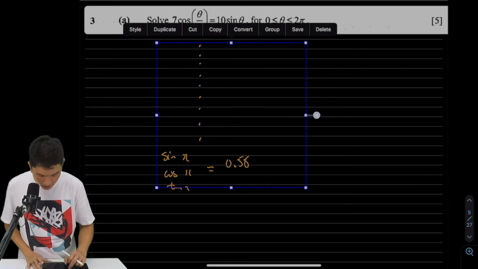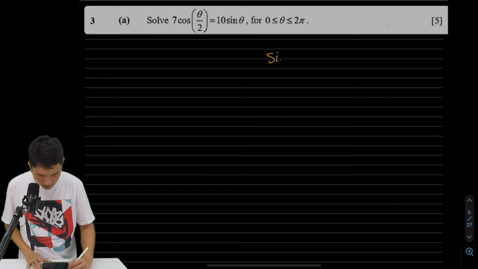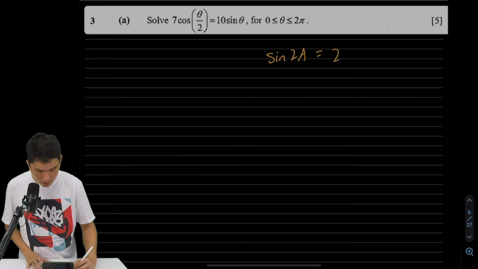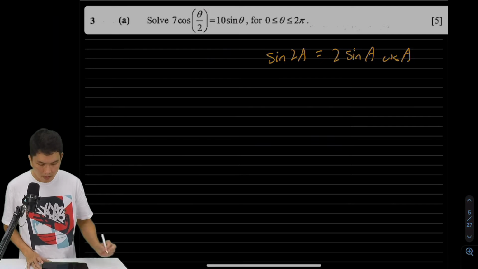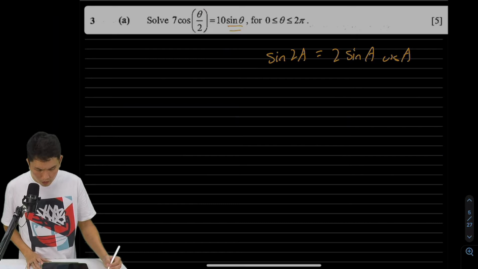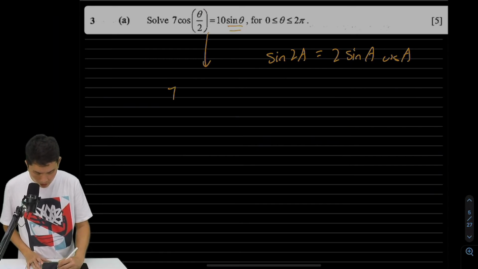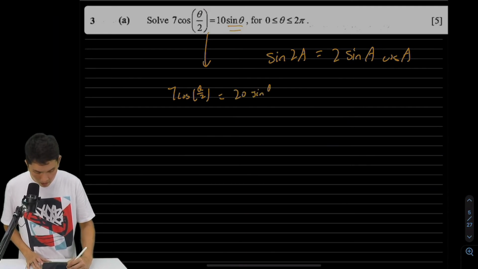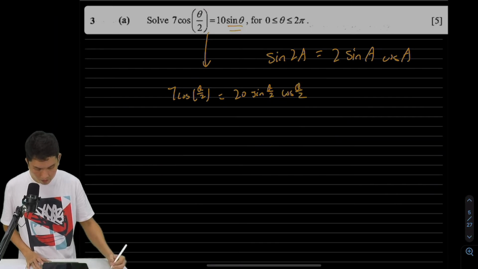The double angle formula states that if I have sine of 2a, of double the angle, double the argument, that equals 2 sine a cosine a, single argument. So I'm going to make use of this to substitute into here. I'm going to change it to 2 sine theta over 2 cosine theta over 2. So bringing this equation down, I got 7 cosine theta over 2 equals 10 times 2 sine theta over 2 cosine theta over 2. That's 20 sine theta over 2 cosine theta over 2.